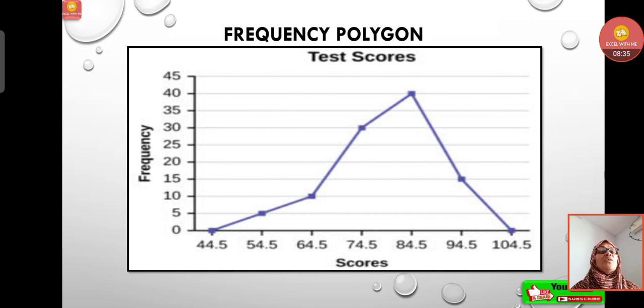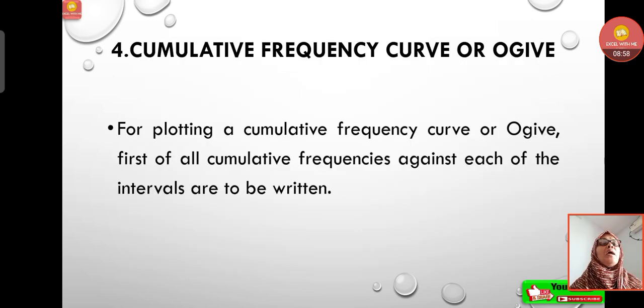You can see here the frequency polygon, with the y-axis as frequency and the x-axis as scores, showing how many students have scored. You can easily see the test scores, what the graph of them is, how they are going above and falling down, or how many are in the average, like that we can see through this frequency polygon.